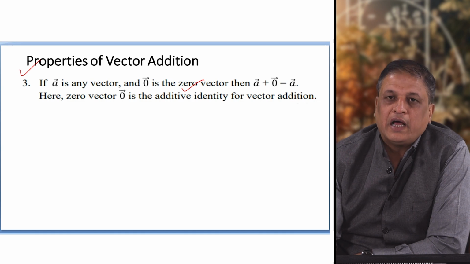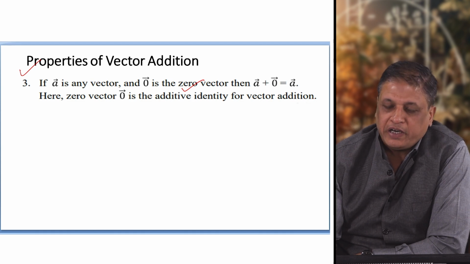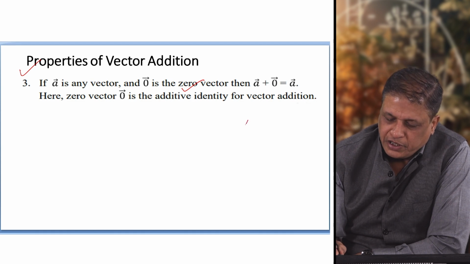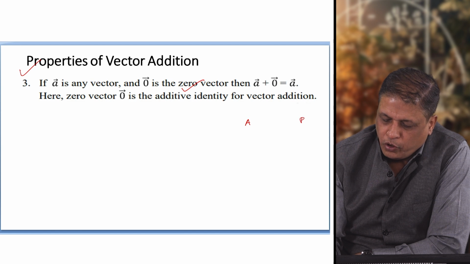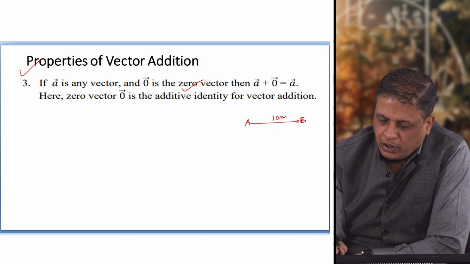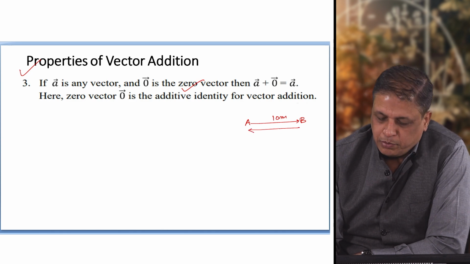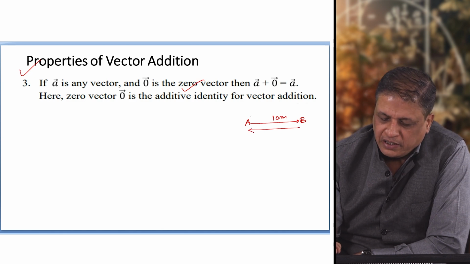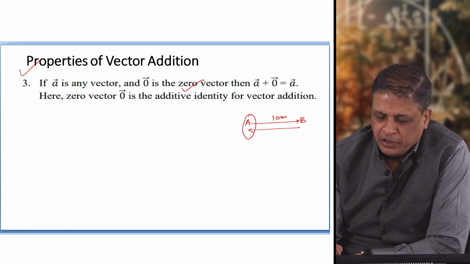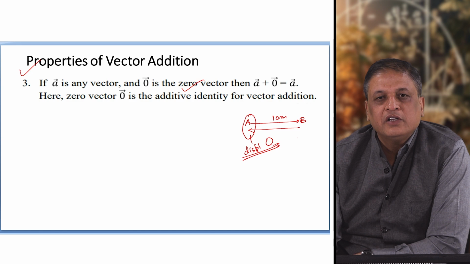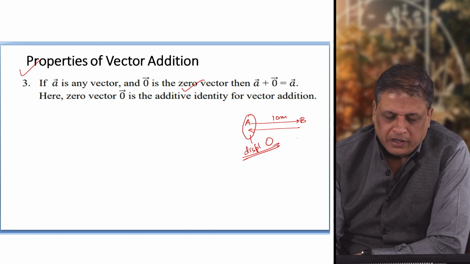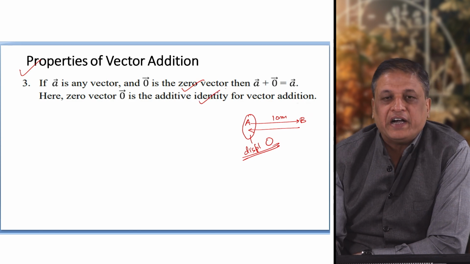We learned in our earlier session that displacement can be a 0 vector. If we are moving from point A to point B, say the distance is 10 meters, and then we move again from point B to point A, the displacement is the minimum distance between the starting point and the ending point. Since the starting and ending points are the same, the displacement can be 0. So, the 0 vector is actually an additive identity.